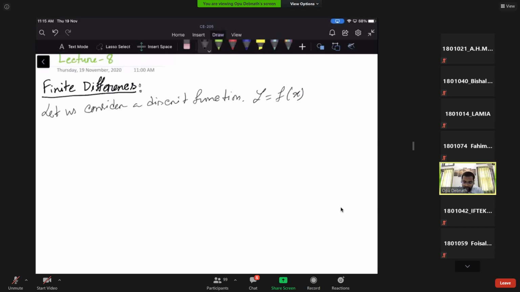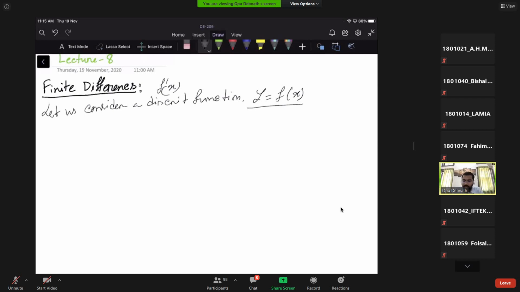Used for some cases to find the intermediate values, or to find y prime x. Suppose for a discrete function, that means y is equal to f of x, it's a discrete function. For this function, in finite difference, the difference may be equal or unequal. Suppose you have a set of data where the x values, the independent values, have equal intervals.